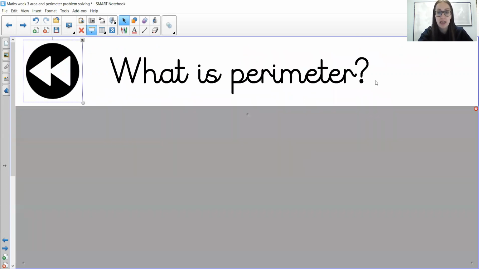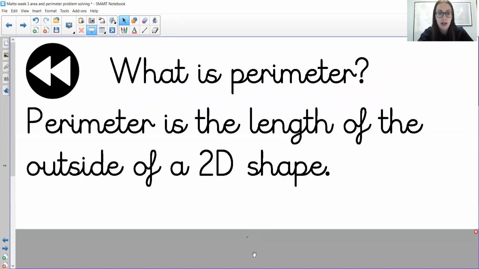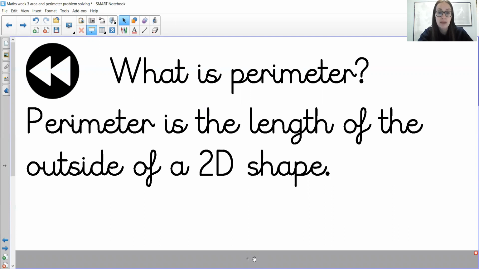Okay, right. Quick little rewind for us then. What is perimeter? Well, hopefully you have remembered that perimeter is the length of the outside of a 2D shape. What's perimeter? It's the length of the outside of a 2D shape. And if you haven't got that written down, write that down now.